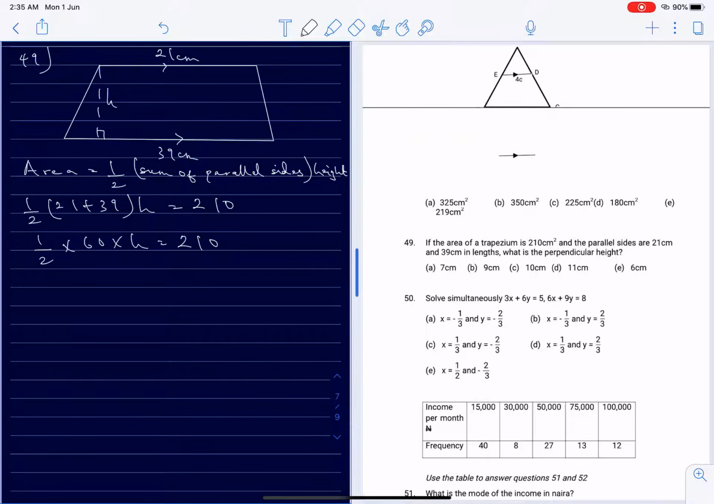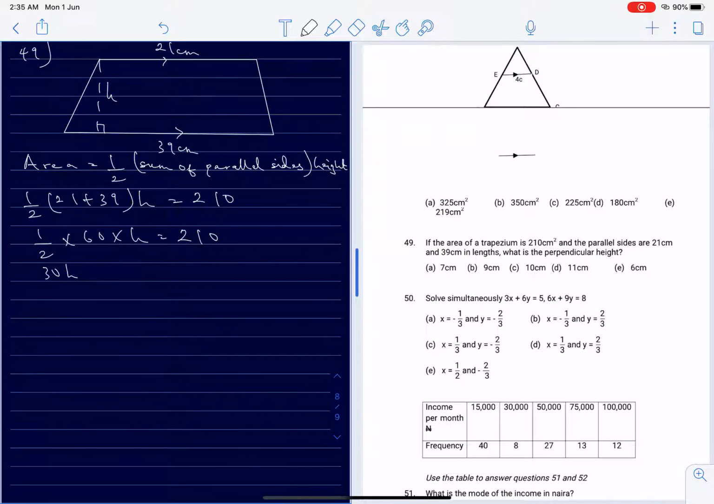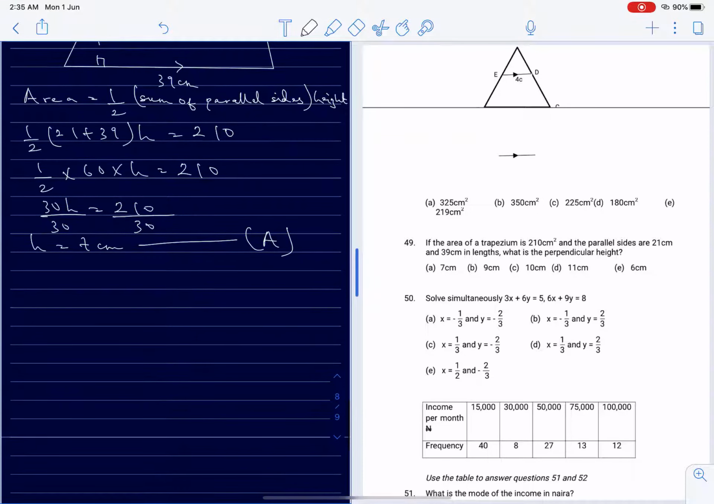And that means 30h equals 210. We divide both sides by 30, and then we get h equals 7 centimeters. So the height of the trapezium is 7 centimeters, and the correct option is A. So the next, number 50.